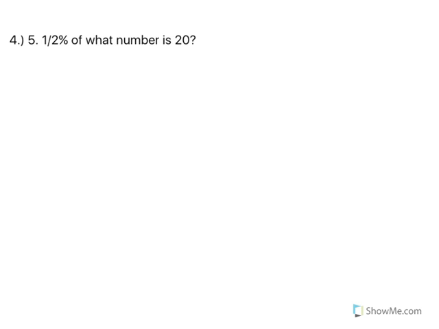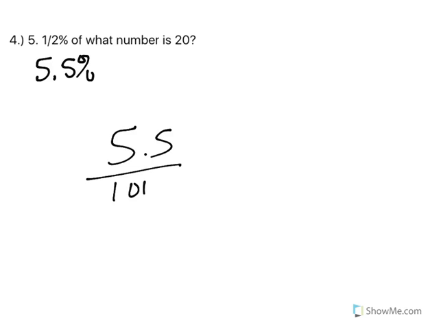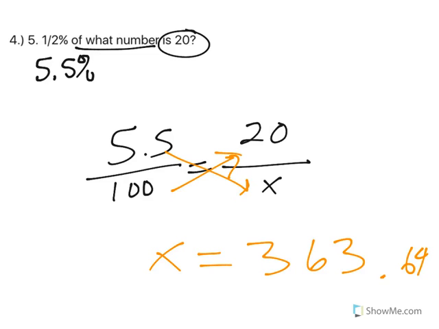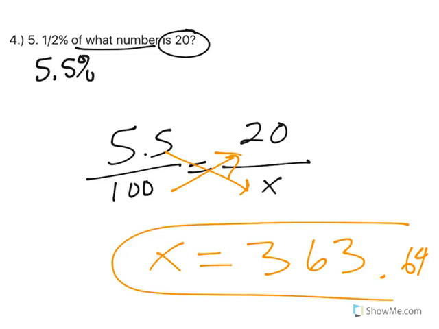Number 4, 5.5% of what number is 20? So I have 5.5 over 100 is, now I have is 20, is the part, of what number goes on the bottom. So 2,000 divided by 5.5 is going to give me an x value of 363.64. And that should be the answer. Makes sense, right? 5.5 to 20 got a lot bigger, so 100 to 363 gets a lot bigger.